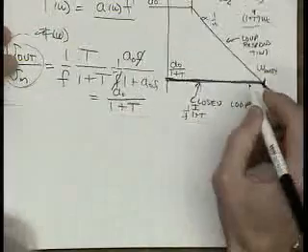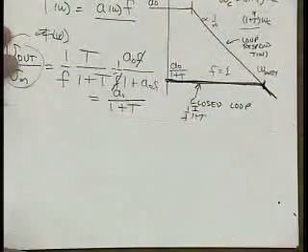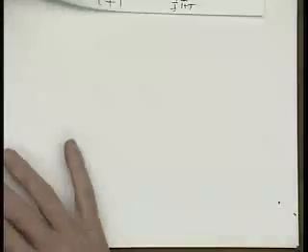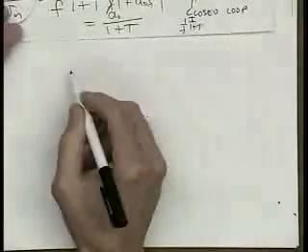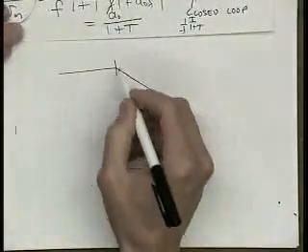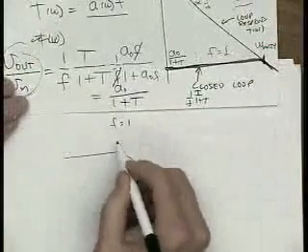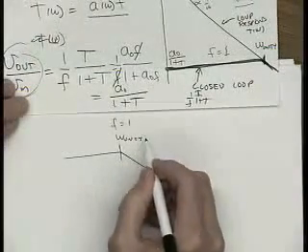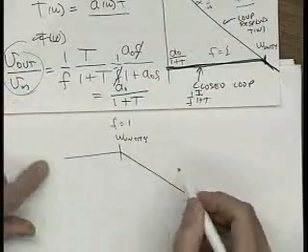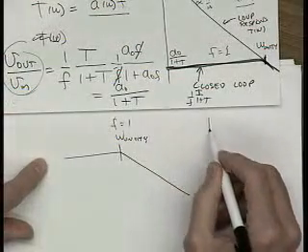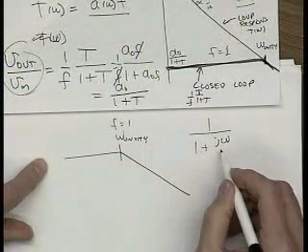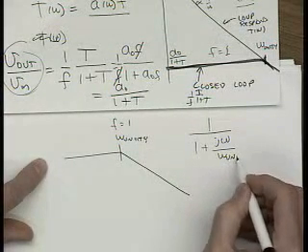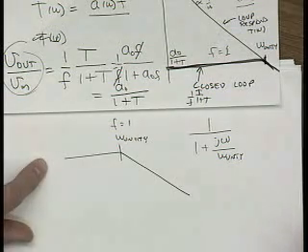If we make f equal to 1, this would be true. Here's the response that we're talking about. Let's take f equal to 1. This is omega unity. This has a response of 1 plus j omega over omega unity.